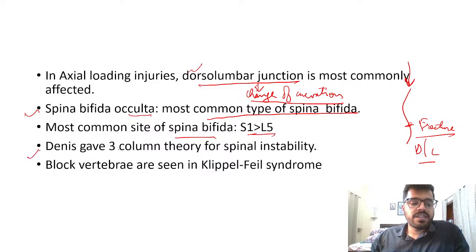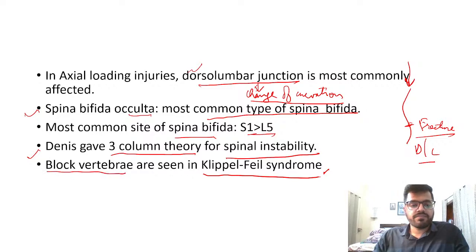Then we know Dennis gave the three-column theory for spinal instability. Block vertebrae are seen in Klippel-Feil syndrome. Klippel-Feil syndrome has block vertebrae in the C-spine.